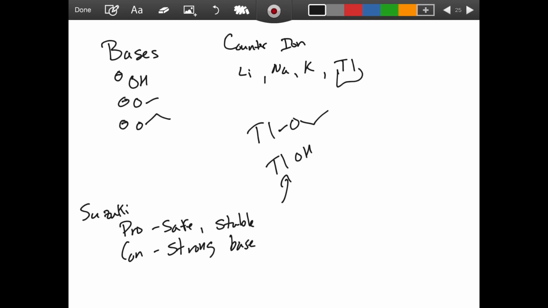But in terms of the things you care about, like is it safe? Are the things stable? Can you buy them? Yes to all of that. It's just, does my compound like being around strong base? If the answer is no, the Suzuki is not your cross coupling.